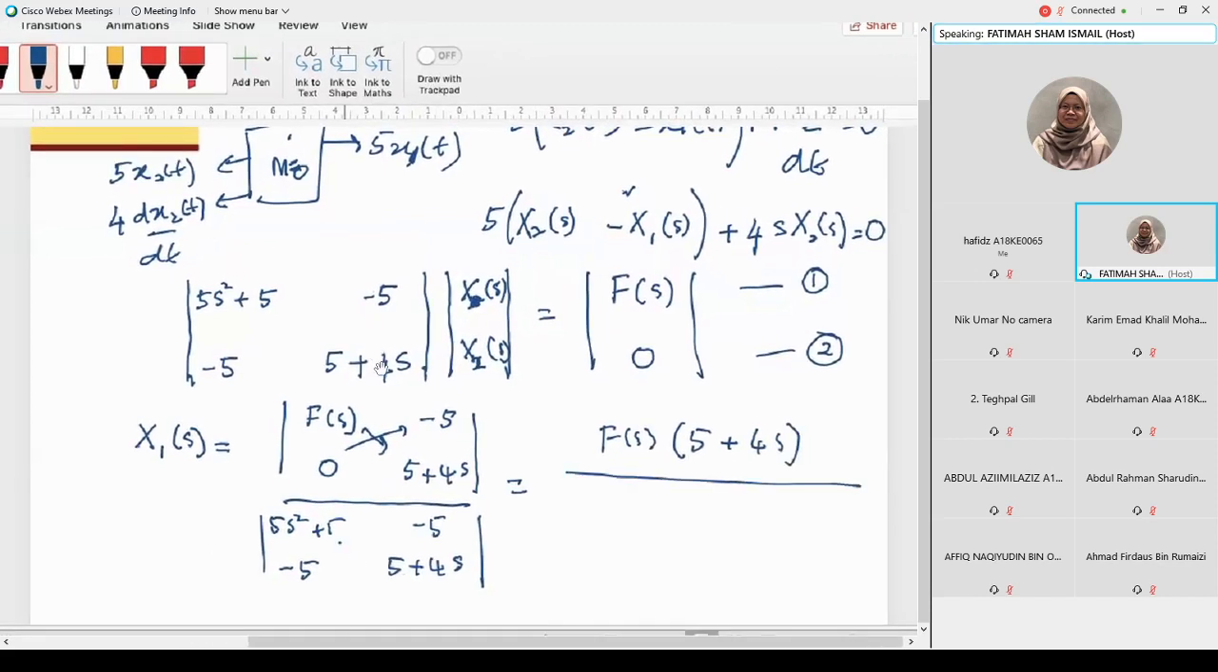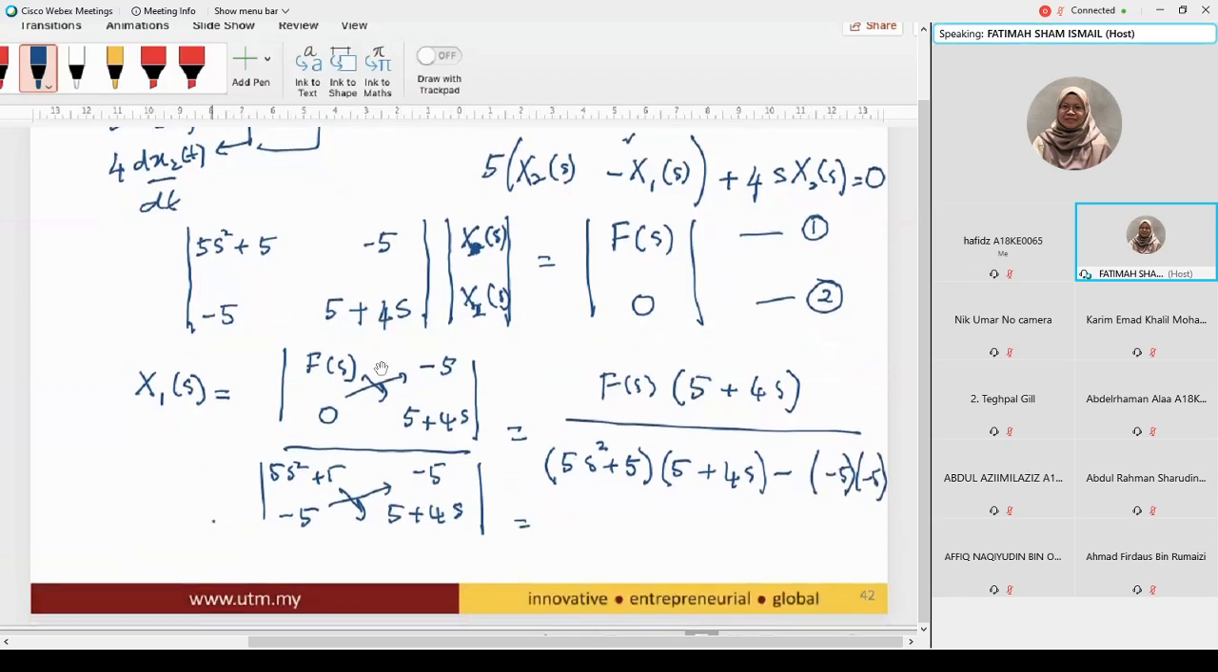Divide by, so you need to multiply here. Be careful that you have to multiply many variables: plus 5 and then multiply by 5 plus 4s, minus, you have minus 5 and minus 5. So finally you can get your final answer. Bring F(s) to the left side, so you get X1(s) over F(s) equals 5 plus 4s divided by all this.